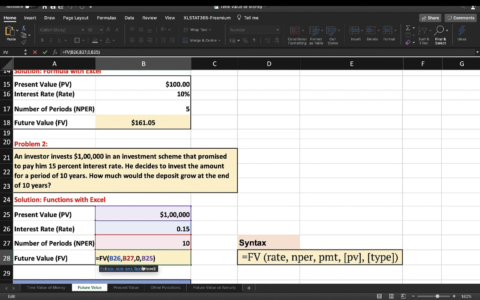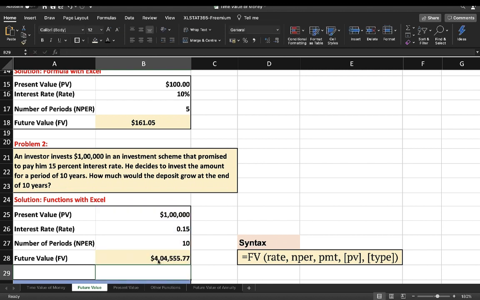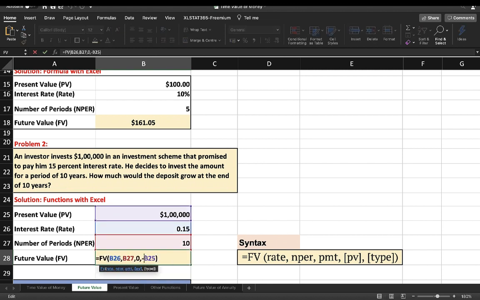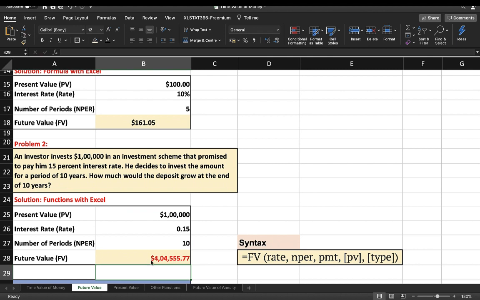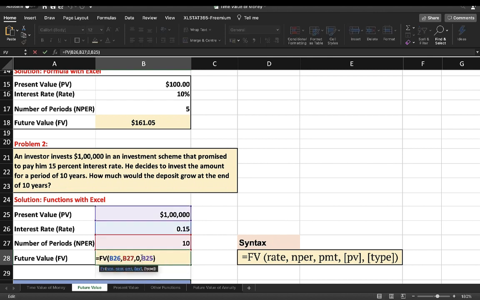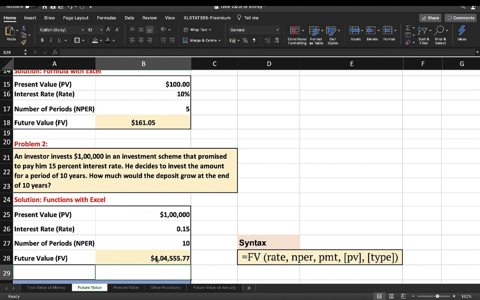Then comes your PV. PV is the present value given in the question. Here also I have to keep in mind that I'll put PV in minus, so my answer will be positive. If I don't put in minus, my answer will be negative. We have to make sure that we put PV in negative so that we can get our answer in positive.